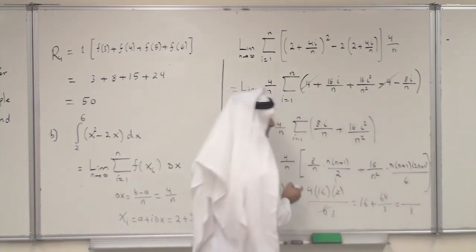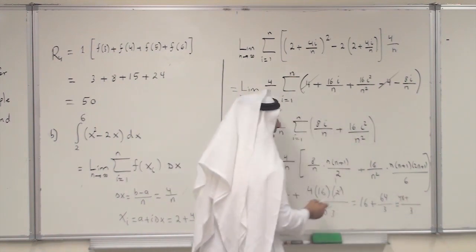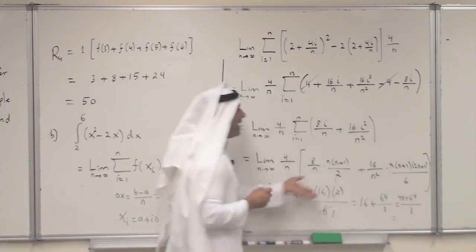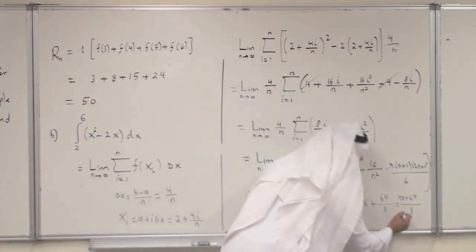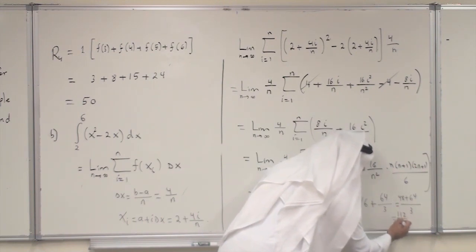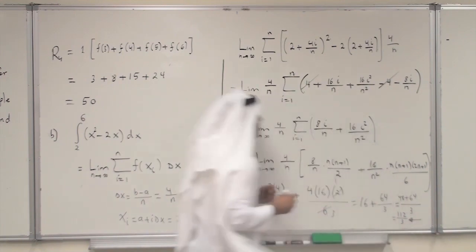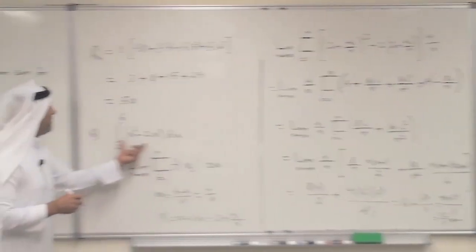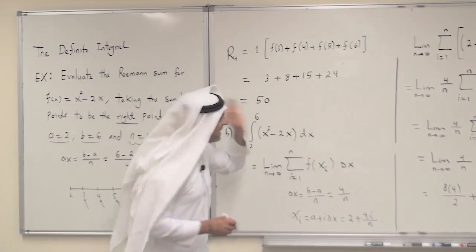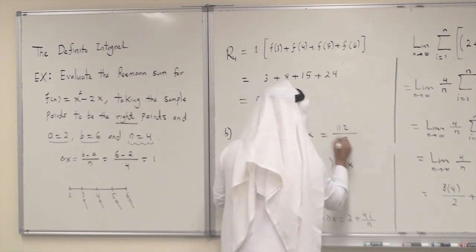So this is 3. This will be for sure 48, multiplying by 16, plus 64. So the final answer will be adding these two numbers. So 4 plus 8 is 12, 2 and 1. So this is 112 divided by 3. That is the exact value for the definite integral given here. From 2 to 6, x squared minus 2x dx is exactly now equal to 112 divided by 3.